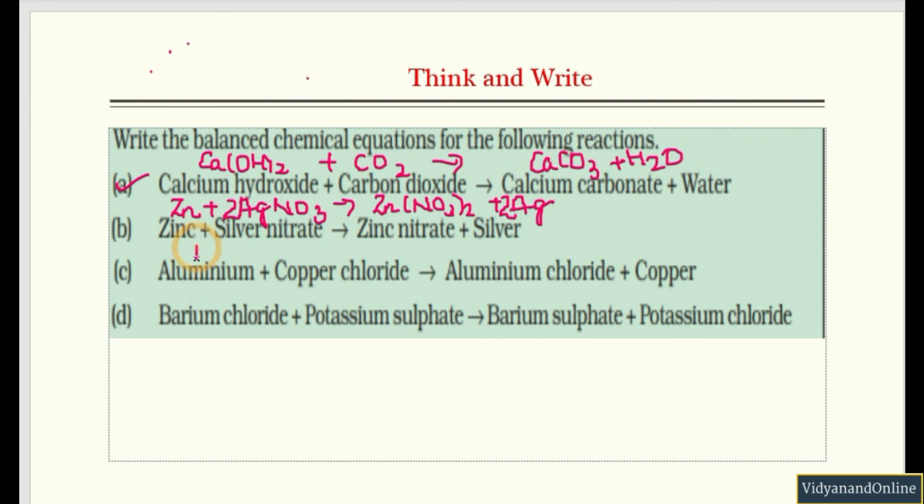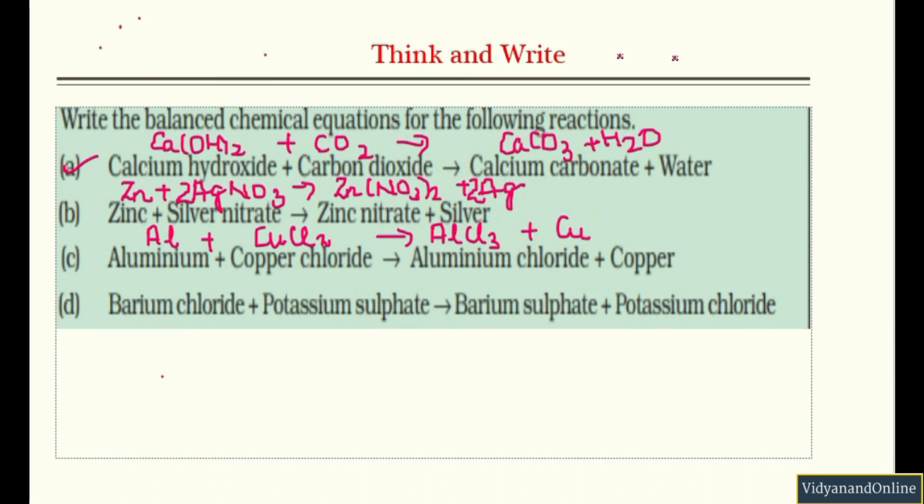Now aluminium. Aluminium is Al. And copper chloride. So Cu is +2 and chlorine is -1. So the formula comes out to be CuCl2 along with aluminium chloride. So aluminium is +3 and chlorine -1. So it comes out to be AlCl3 plus copper is Cu.